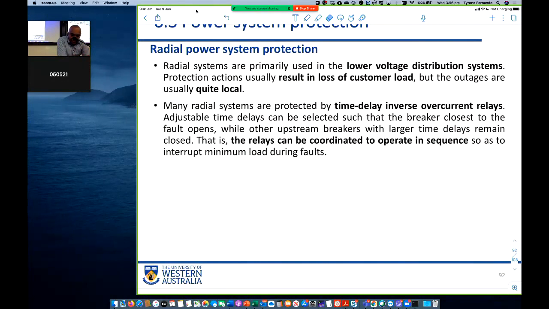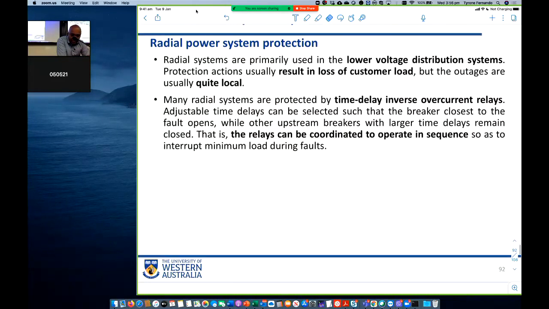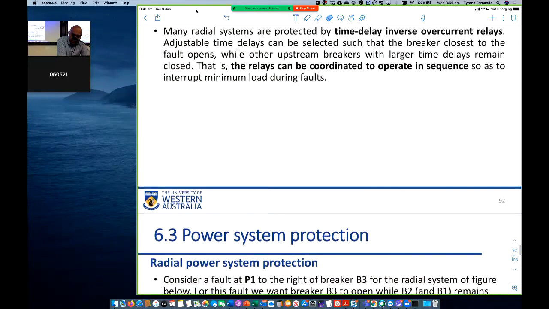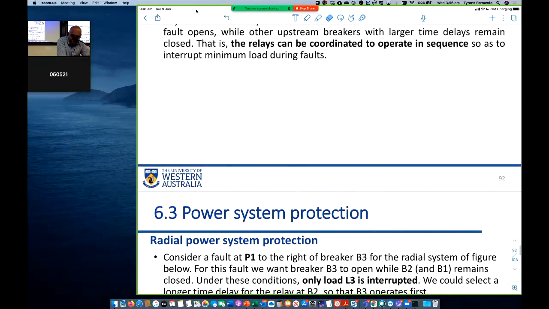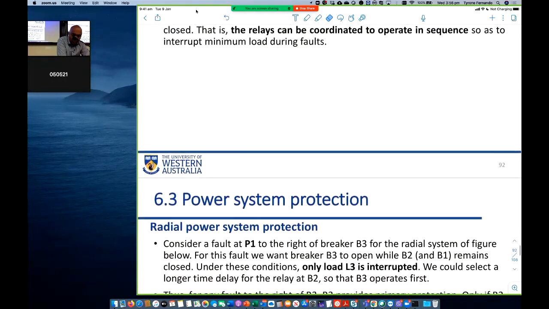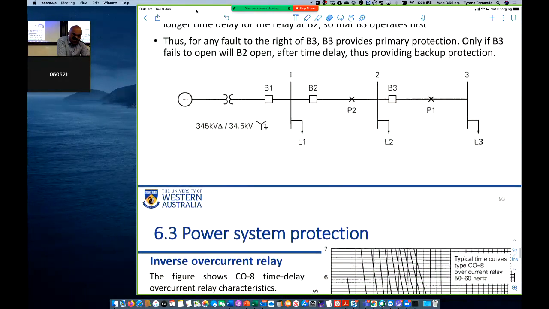Many radial systems are protected by time delay inverse current relays, time delay relays. Adjustable time delays can be selected such that the circuit breaker closer to the fault opens, while the upstream breakers with larger time delays remain closed. Let me explain this. The relays can be coordinated to operate in sequence so as to interrupt minimum load. So we want to coordinate the operation of circuit breakers.